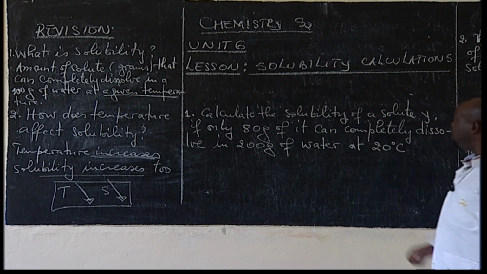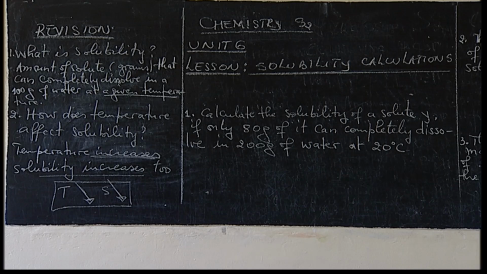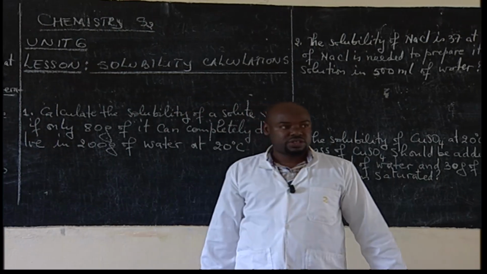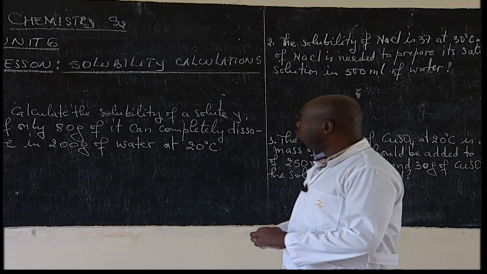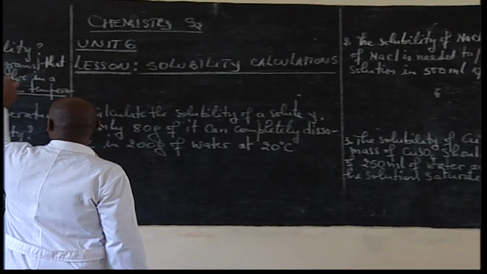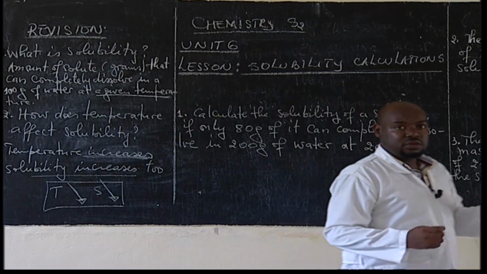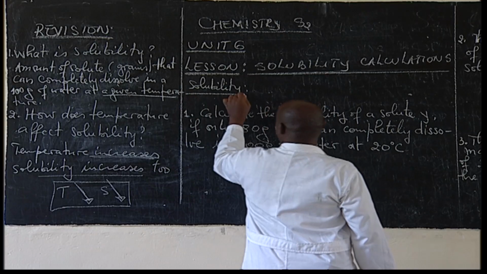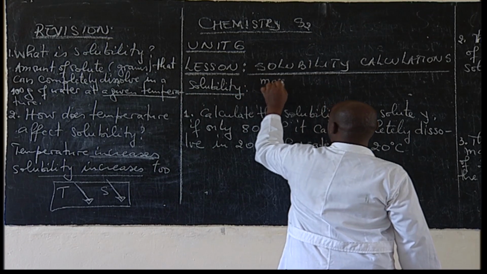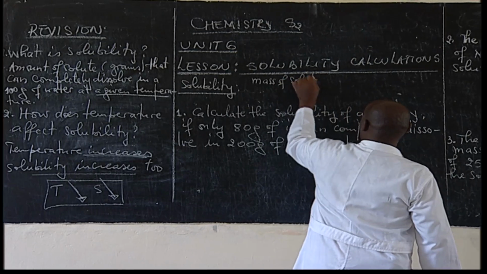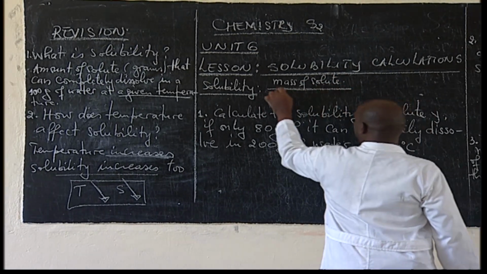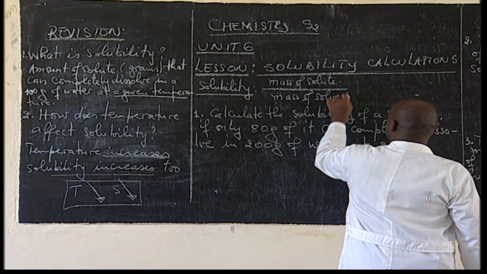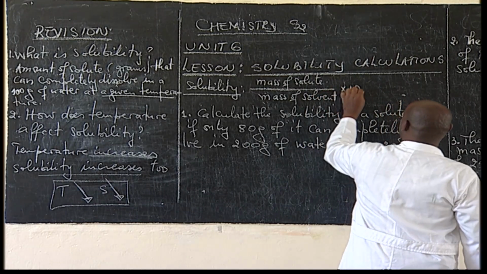Now let us start our new lesson, solubility calculations. How is this new lesson related to the revision questions? In the revision questions, we have defined solubility. It is saying that solubility is equal to the mass of solute over mass of solvent times 100.